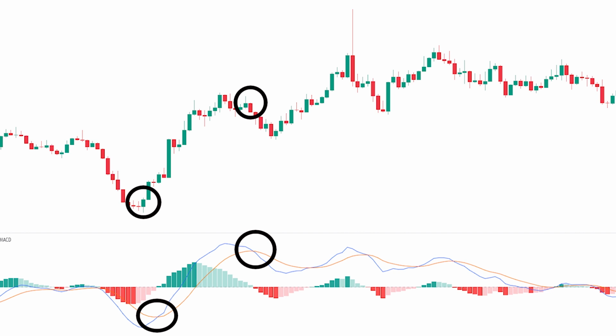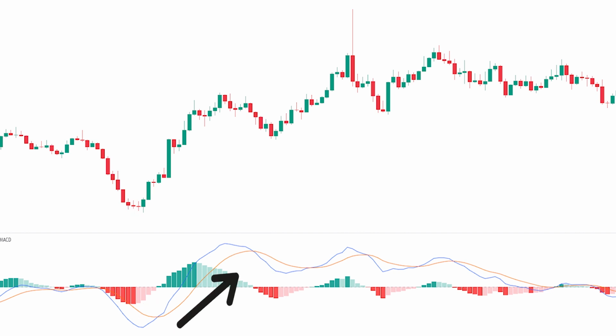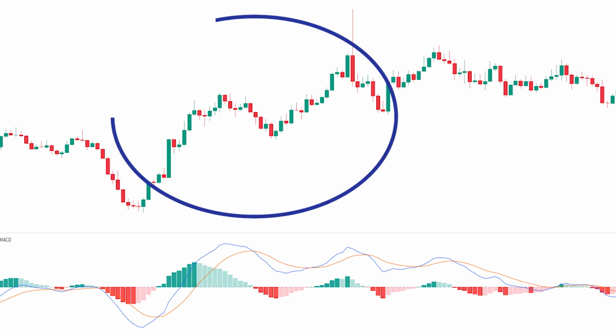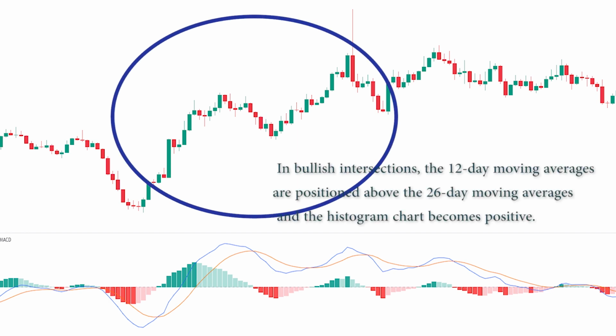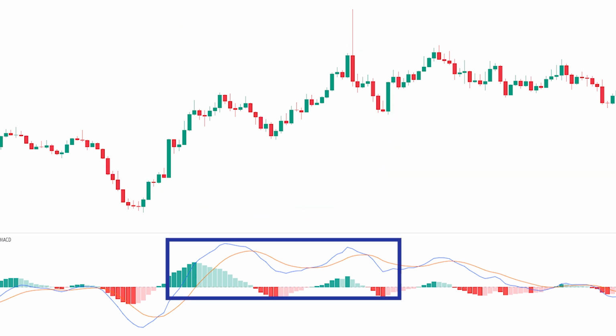Intersections refer to the points where the MACD line intersects with the signal line. MACD intersections are categorized into 2 groups, positive and negative. In positive intersections, the MACD line cuts above the signal line. Subsequently, after crossing the signal line, the MACD line moves upwards. In bullish intersections, the 12-day moving averages are positioned above the 26-day moving averages, and the histogram chart becomes positive.